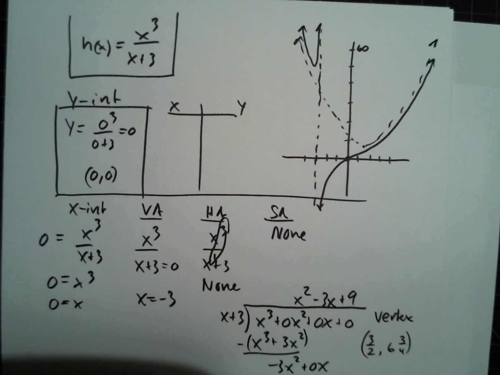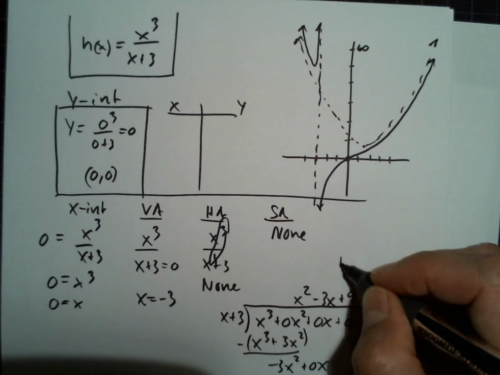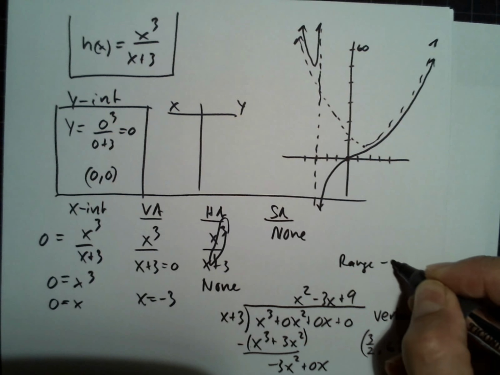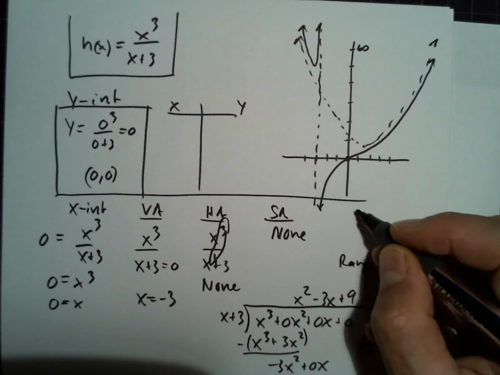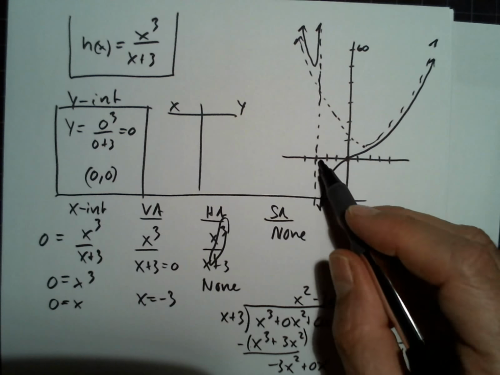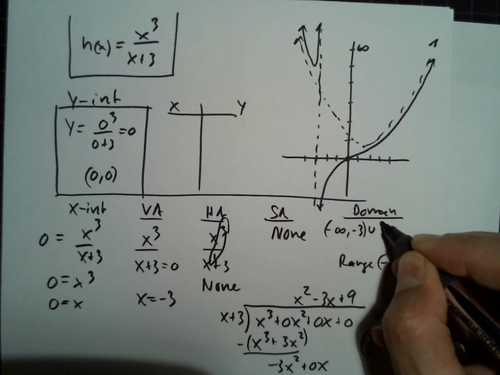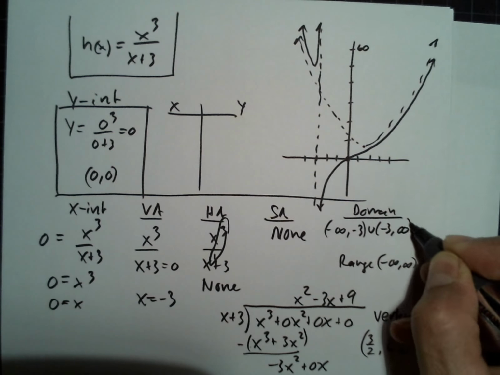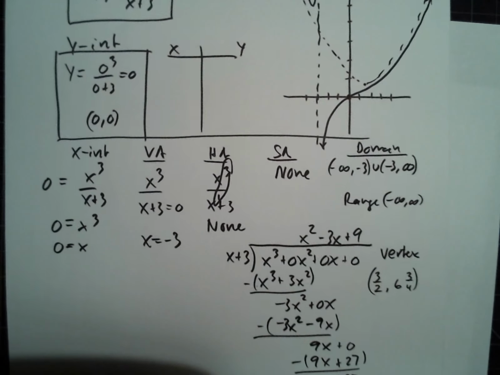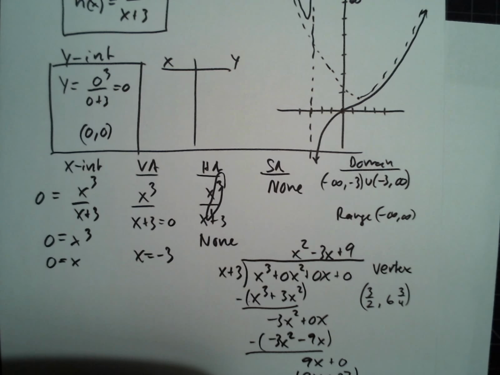All right. And it looks like because of this, the range will be all real numbers. And the domain is everything except -3. All right, and that's the end of that.